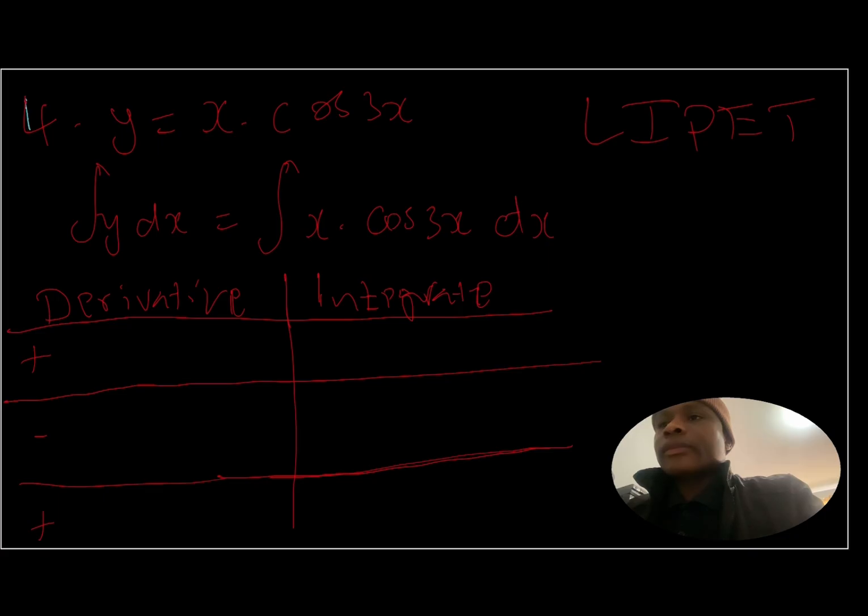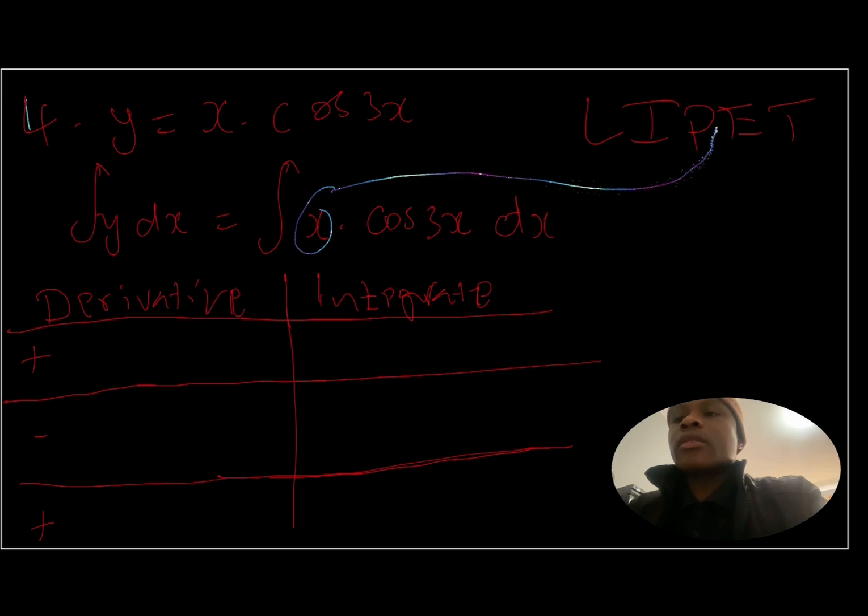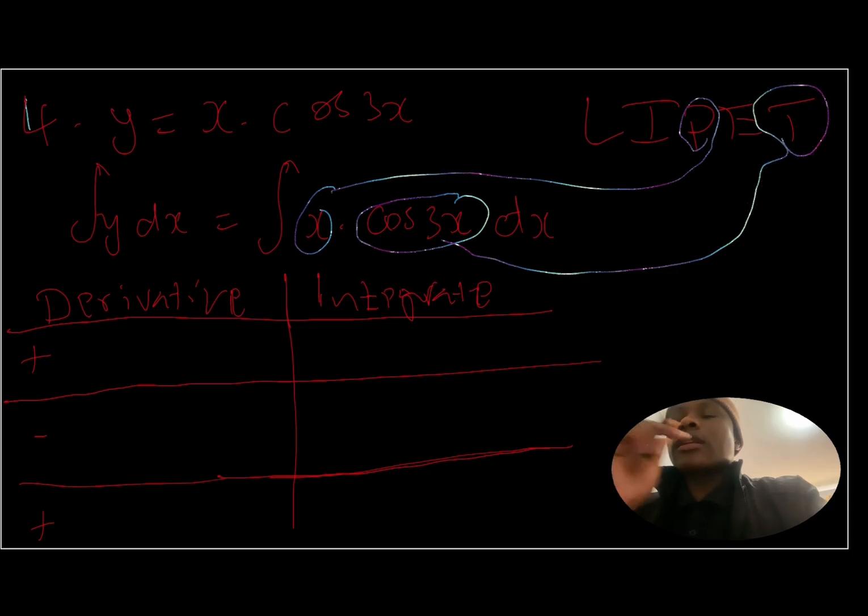Let's see, we have a polynomial. X is a polynomial, and cos 3x is a trig function. What comes first? The polynomial comes first, therefore we're going to derive it since it comes first.